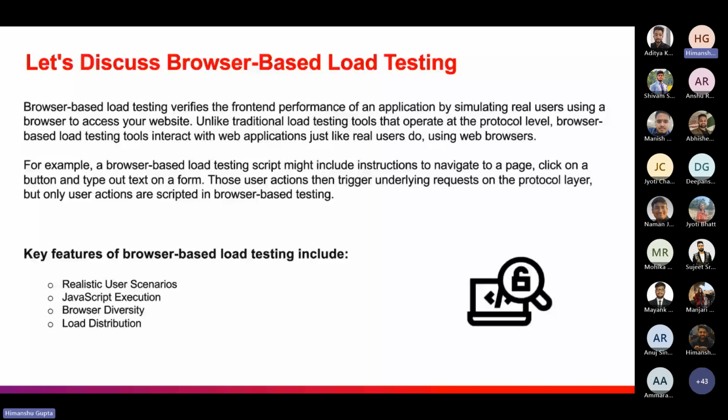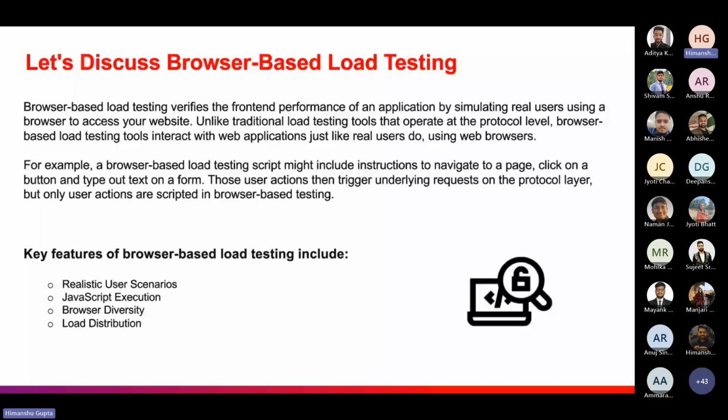So let's take an example. A browser-based testing script might include instructions that real users perform, like navigating to a page, clicking on a button, and typing text into a form. Those user actions then trigger underlying requests on the protocol layer or maybe the microservices layer, but only user actions are scripted in browser-based testing.